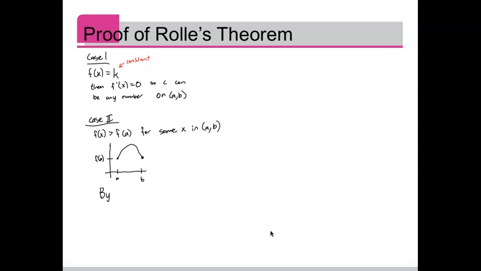So then I can say by the extreme value theorem, which we learned about unit before last, there exists a point on AB that must be a local max. Let's call that point C.